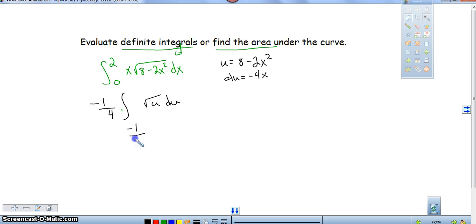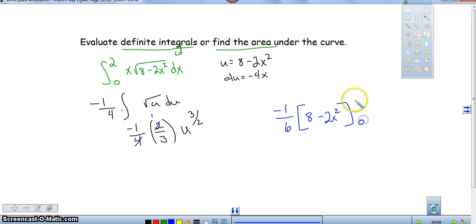And then I would get negative 1/4 times 2/3 times u to the 3/2, which if I do some algebra, I get negative 1/6 times 8 minus 2x squared to the 3/2 from 0 to 2. And if you plug that in, that's 4, that's 8. I get 0 minus 8. So negative 1/6 times negative 8 would be 4/3.